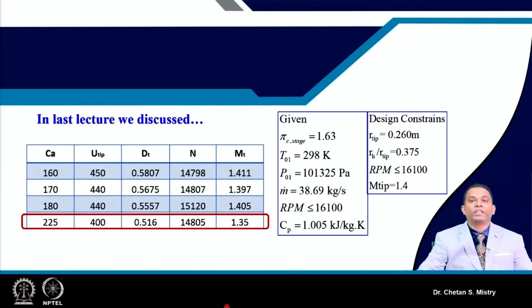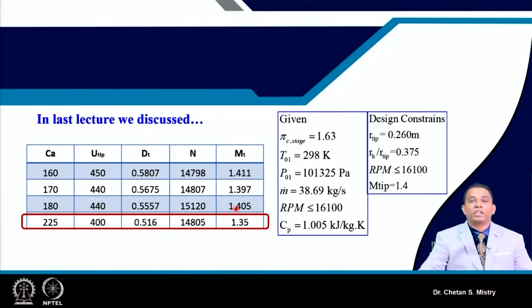say our axial velocity to be 225 meter per second, our peripheral speed to be 400 meter per second, and the tip diameter was coming 0.516, which is less than what we were supposed to have, and that is the reason why we accepted it. The rotational speed was coming 14,805, and the tip Mach number was constrained to 1.4. In spite of that, for our assumed values of axial velocity and peripheral speed, it was coming 1.35, and we have accepted that.